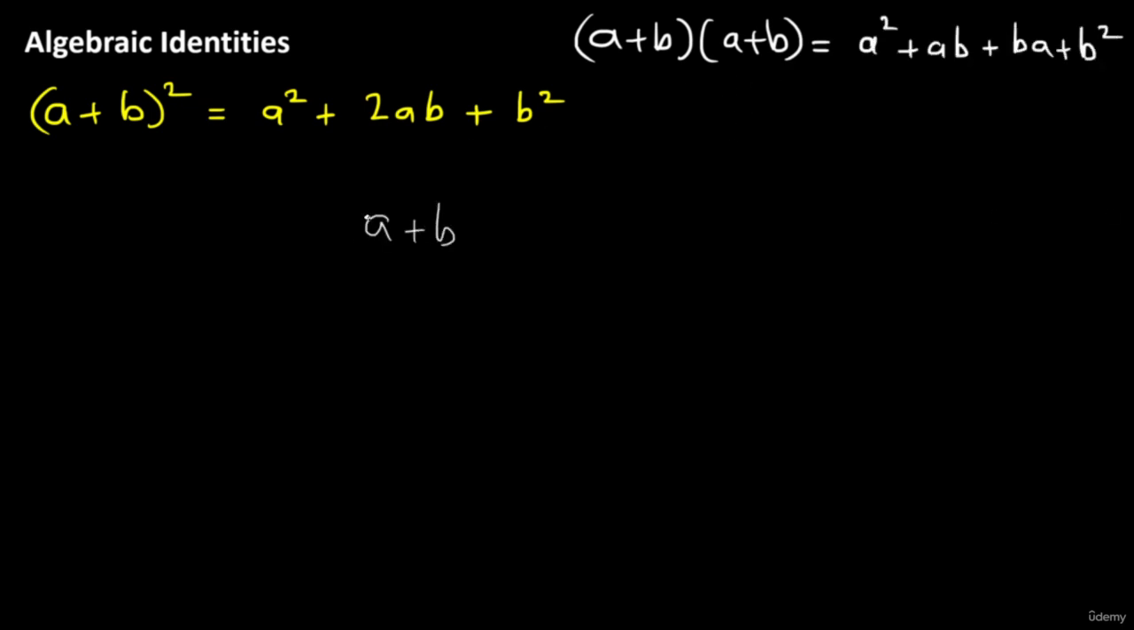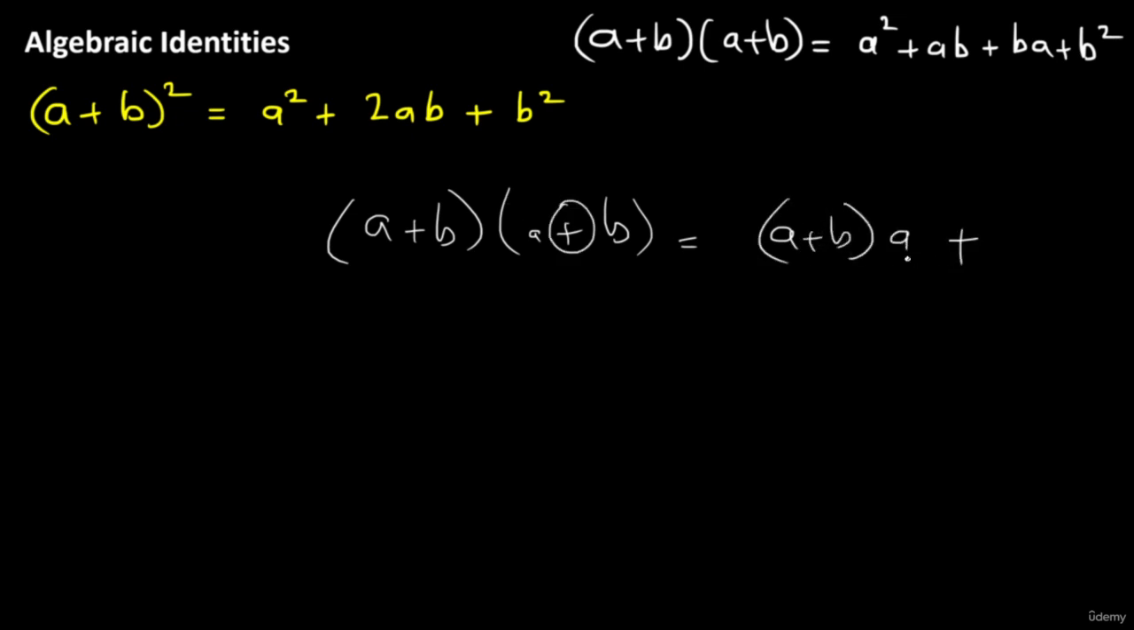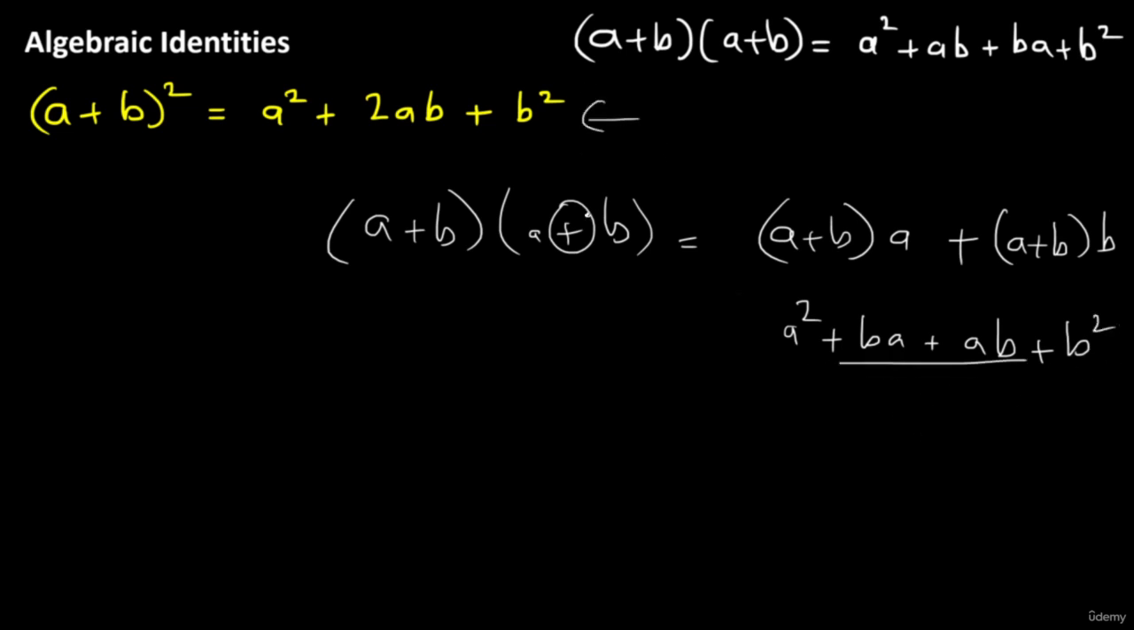One way would be you treat a plus b as one unit and you give it to a and b. So you get (a + b) into a plus (a + b) into b, right? And then you open this bracket, so this becomes a square plus ba plus ab plus b square, and that is equal to a square plus 2ab plus b square, which is what we have over here.